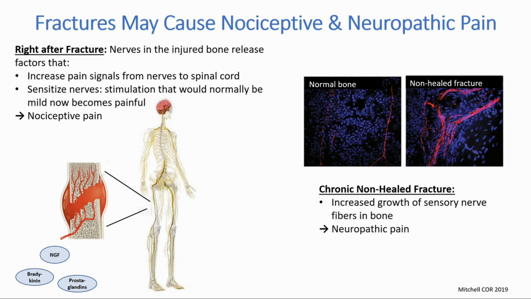However, we can also see neuropathic pain. This arises primarily if you have a chronic non-healed fracture. What can happen is you will have increased growth of the sensory nerve fibers in the bone in areas where you shouldn't normally have nerves. So this can lead to neuropathic pain, which again will be felt in the bone, but is actually a disorder of the nervous system.